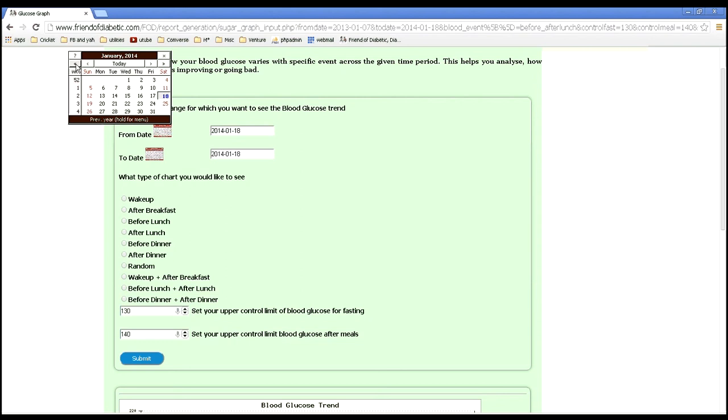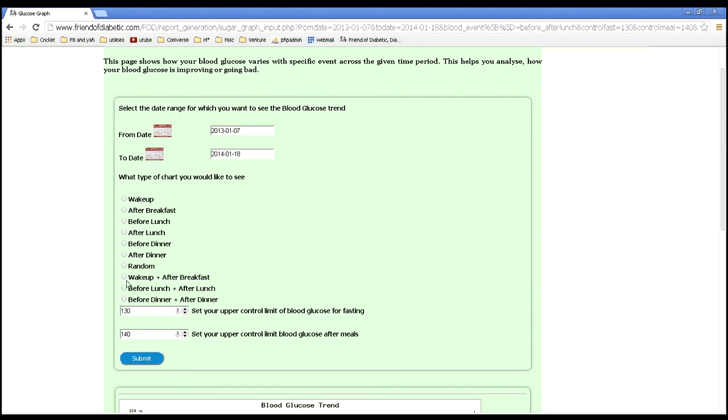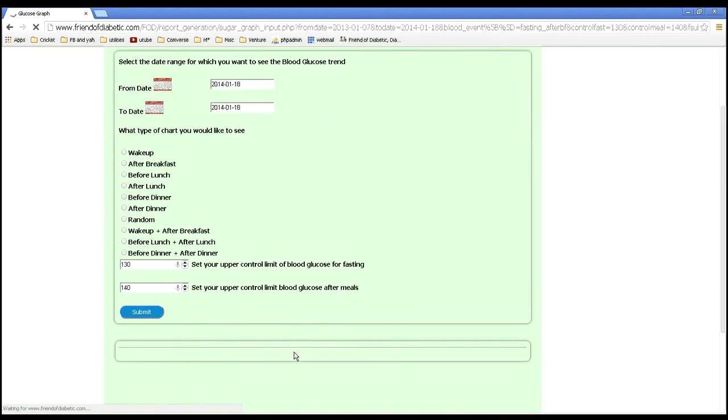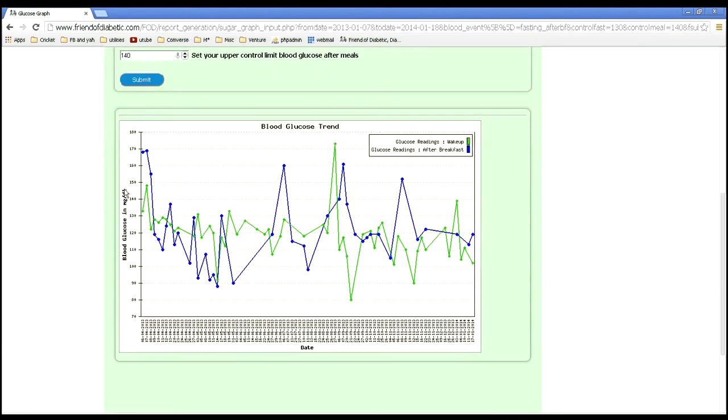In a similar way, if we select wake up and after breakfast, this is what we see. The green line indicates the wake up fasting reading and the blue line indicates the after breakfast reading. A strange thing is that the after breakfast reading is lower than the wake up reading. For a diabetic, this is the typical trend, but you see both the lines are converging, so it denotes a better control.